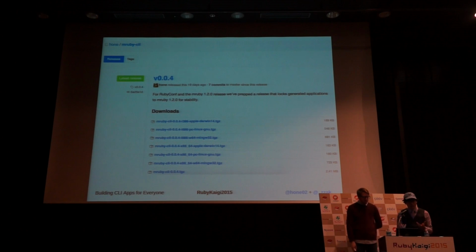And then once you're happy with the stuff you've done, you can just take the stuff in that mruby build directory and publish it somewhere, or however you want to distribute your binary, whether it's deployed to a server, or in our case for mruby-cli, we're just publishing it on the releases page on GitHub.